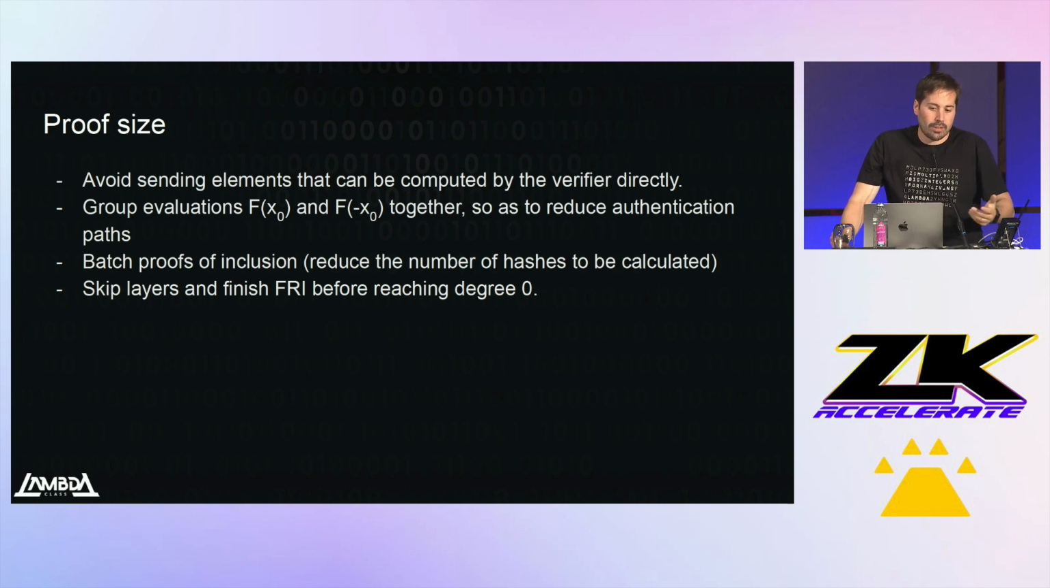Of course, another advantage is using batch inclusion proofs, which also reduces the number of hashes that have to be calculated. And in the case of the FRI protocol, it can be interesting to skip layers. Originally in FRI, one had to wait until one reached degree 0. Of course, we can make some optimization by finishing before it reaches degree 0. So those are some of the tricks you can use to reduce proof size. Another one has to do with the serialization format, and we are working towards that.